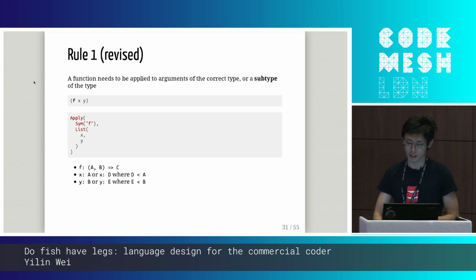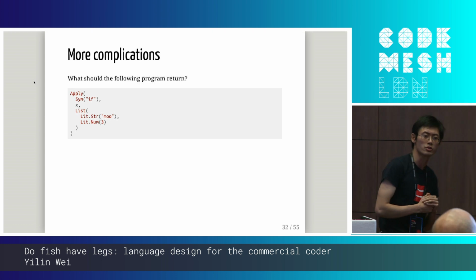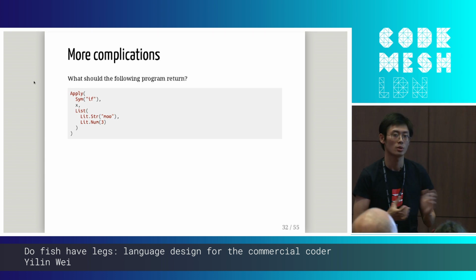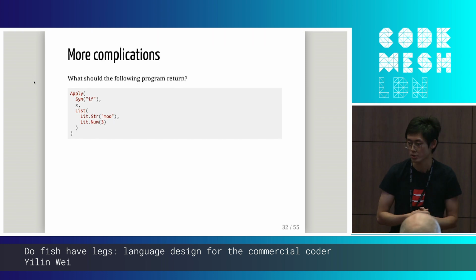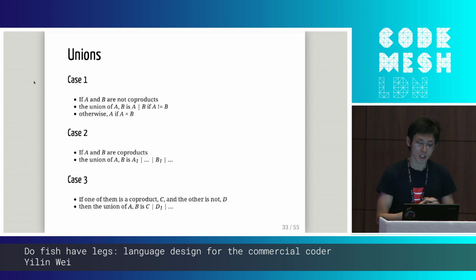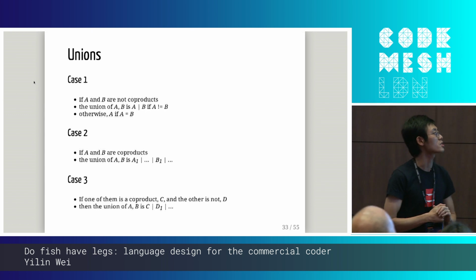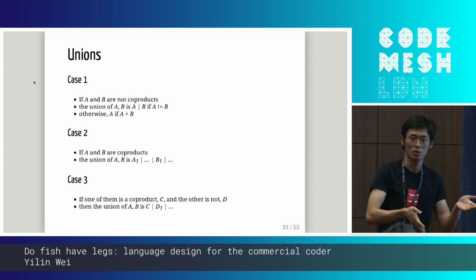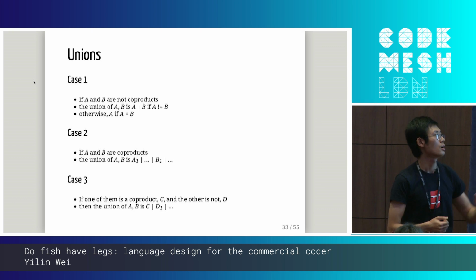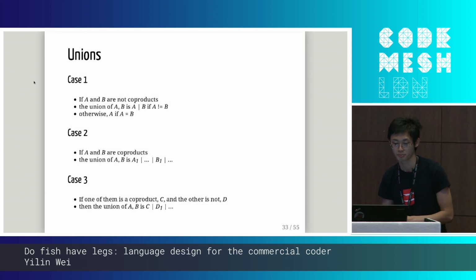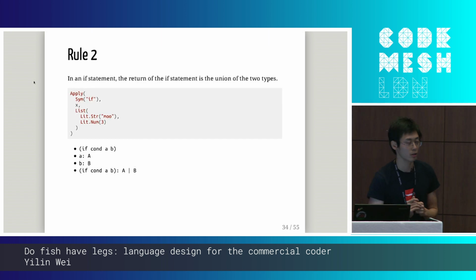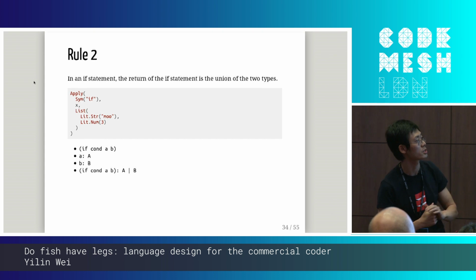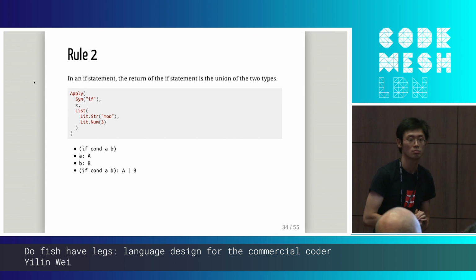But then we have a few other complications too, right? Like, well, let's say that I introduce if statements. What should that return? And so I introduced the dual of the coproduct, which is product types as well, which are unions. So again, we list out some rules in plain language. If A and B are not unions, then the union of A and B is A union B, if A does not equal B. Otherwise, we just add them together if they're already unions. So in an if statement, if one branch returns us one type and the other branch returns us the other type, then the resultant type is a union of both of them together. It's pretty intuitive.